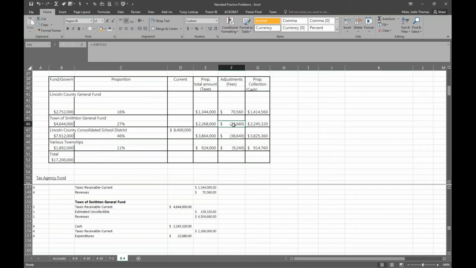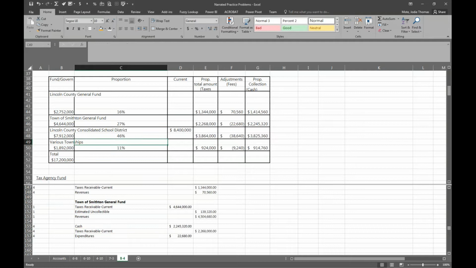And of course, the various townships and the consolidated school district will have similar looking entries to this one, where you're paying the expenditure of the administrative fee, reducing your receivable, and collecting cash.